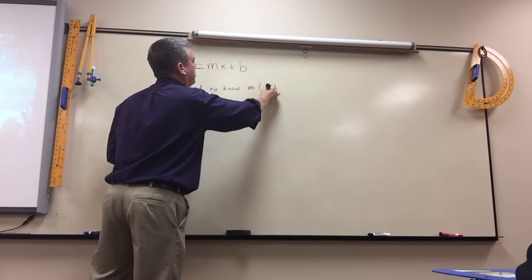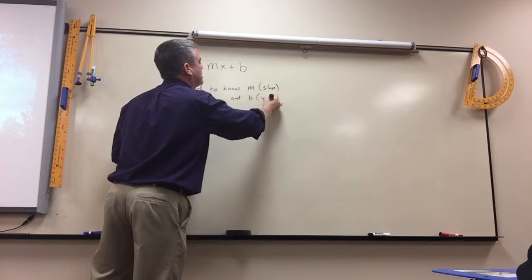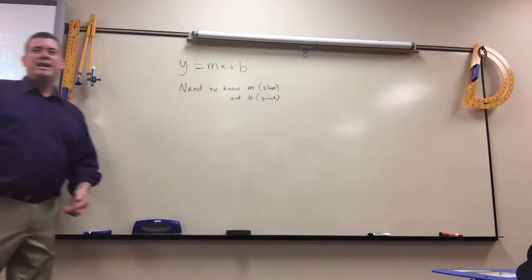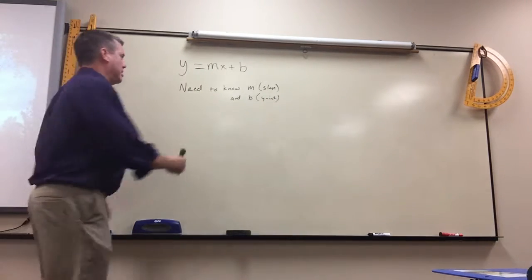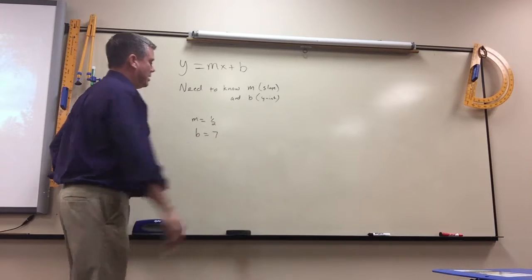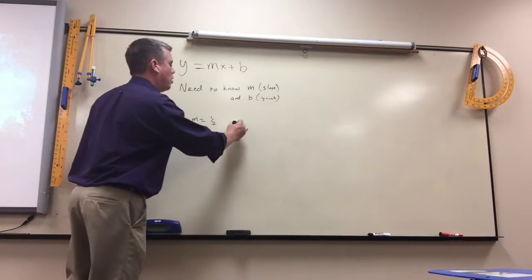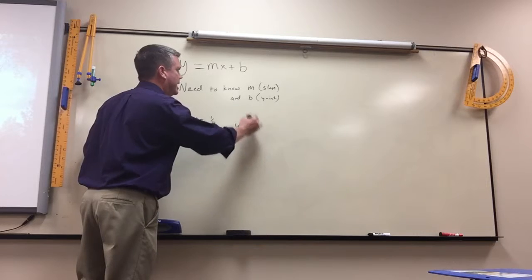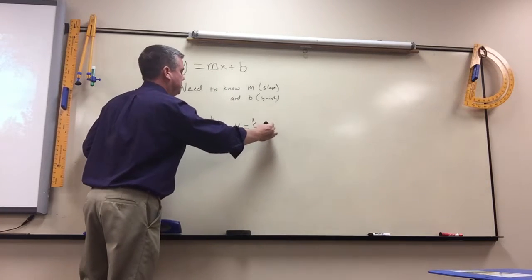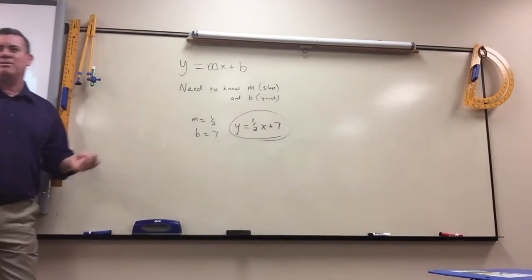In order to write a linear equation, you need to know m, which is the slope, and b, which is the y-intercept. Half of the problems today are like this. They give you what m is and what b is, and you've got to write the equation. So everyone in here better be able to do these. The equation is y equals 1/2, because that's m, x plus whatever b is, 7. And that's all there is to it. That's half of your assignment.